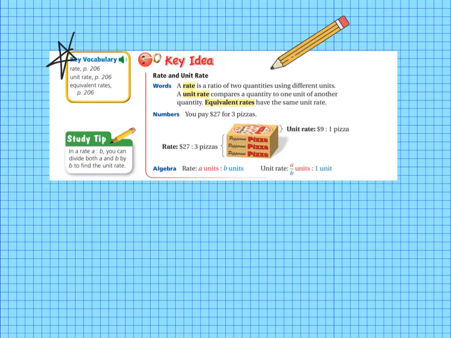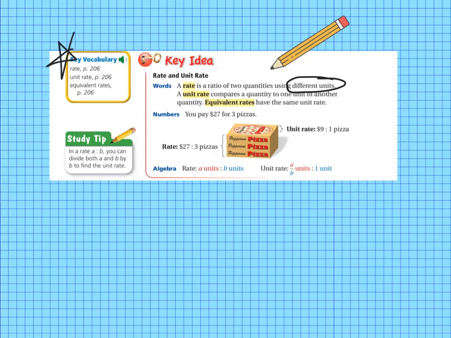Rate and unit rate. A rate is a ratio of two quantities using different units. So that's important. A unit rate compares a quantity to 1 unit of a quantity. Equivalent rates have the same unit rate. Here's how it looks in numbers.